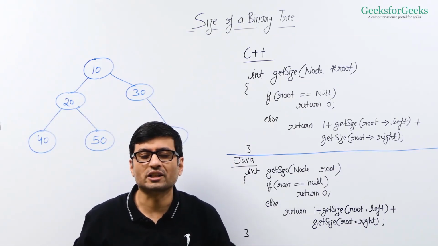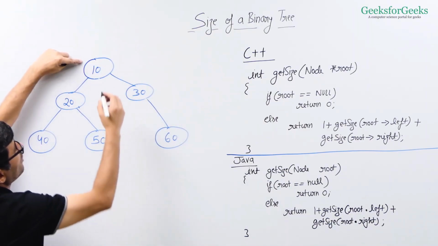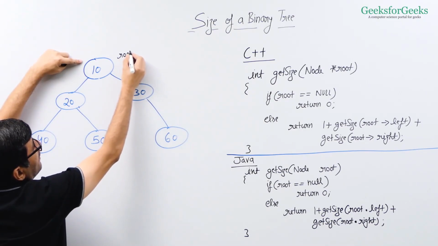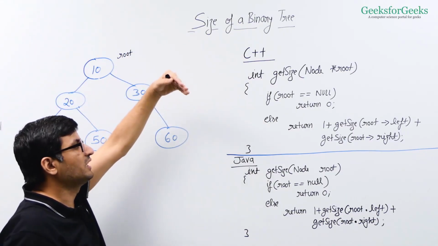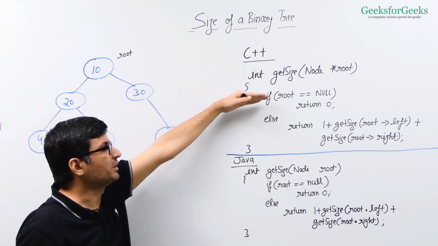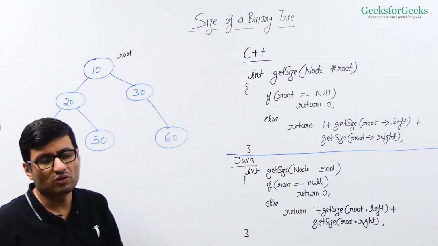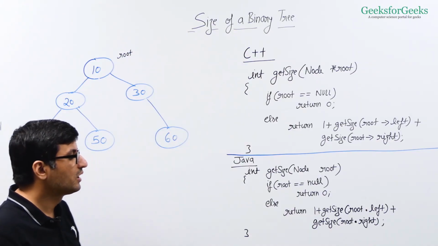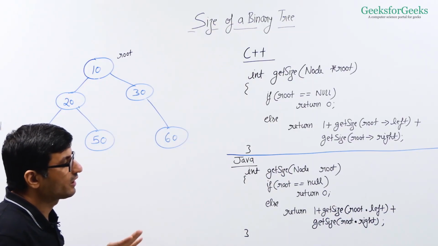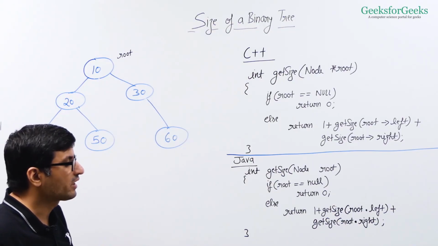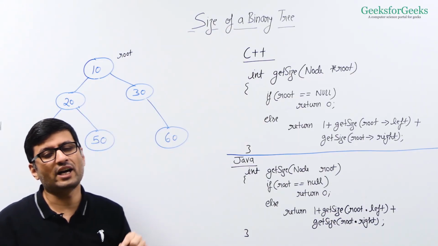Let's now understand it step by step. How does this work step by step? So we initially pass root of this tree. Now we go inside this function and check if root is null or not. We come here, right? In C++ and Java, we check if root is null or not. Root is not null. So what do we do? We make a recursive call for left subtree, and then we make a recursive call for right subtree, and we add their results and add 1 to it.